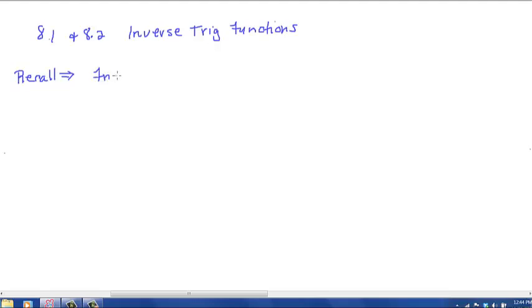Okay, so this is section 8.1 and 8.2, and we're going to talk through these together, and the topic is inverse trig functions. First of all, let's talk about a similar problem that we've already done that really is getting at what an inverse trig function is.